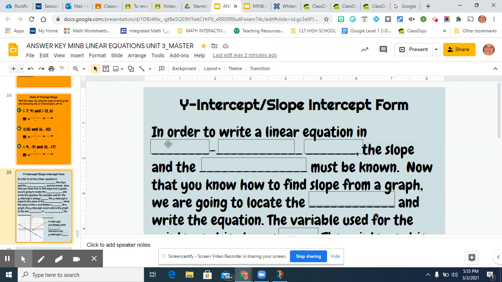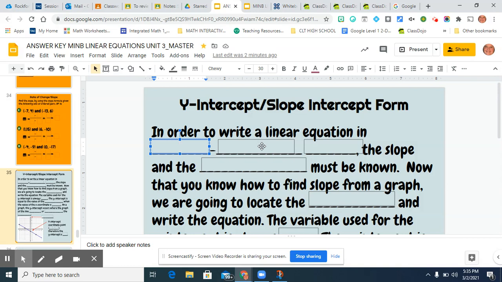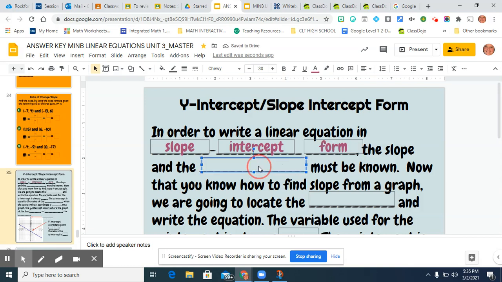In order to write an equation in slope-intercept form, the slope and the intercept must be known. Now, when we talk about intercept, think about interception. It's where two things cross over. And in this particular instance, we're talking about the y-intercept.